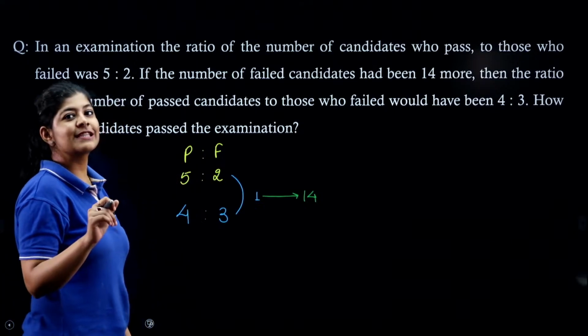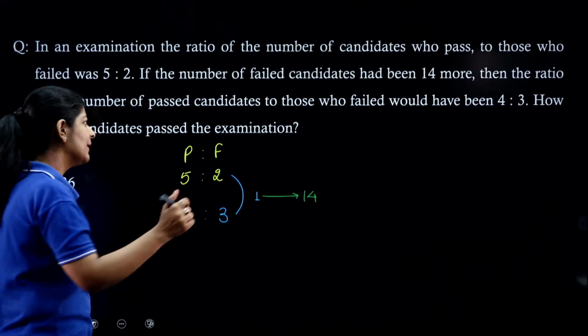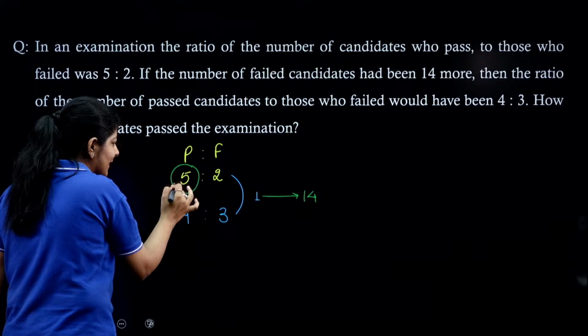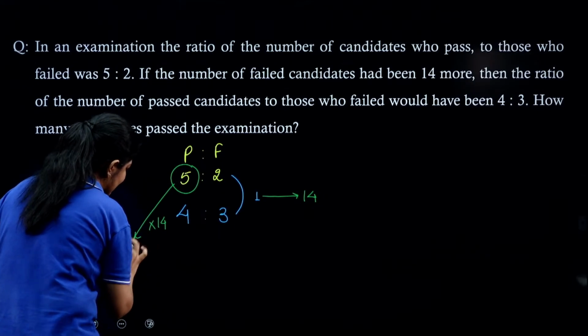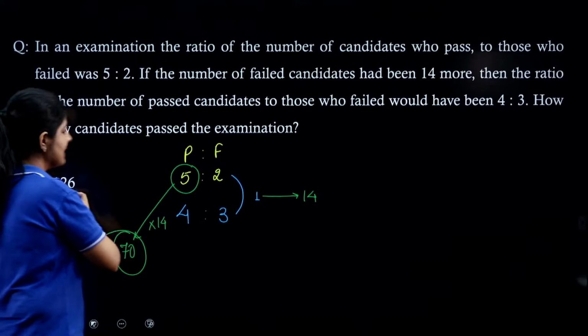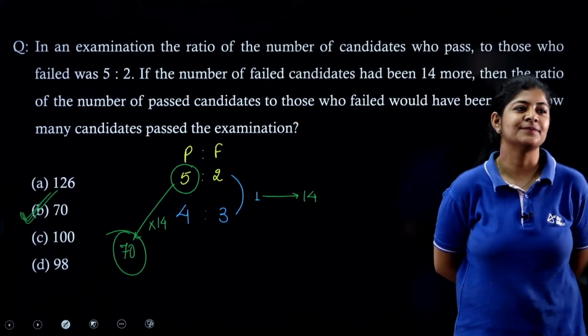Now the question is asking that we need to find out the number of students who passed the examination, and this is the original number. That means I need to multiply it by 14, and 70 is the correct answer. Option B is the correct answer. 70 is the correct answer.